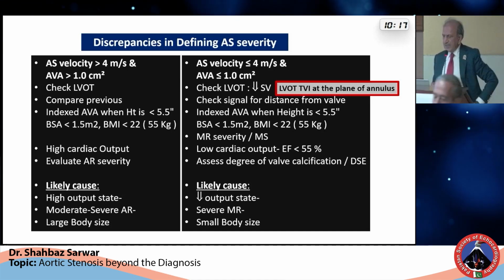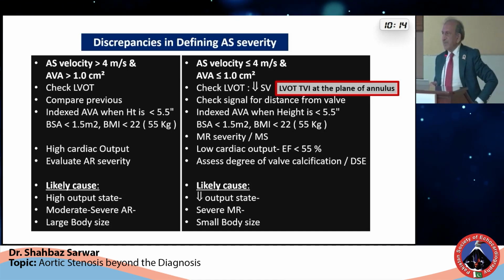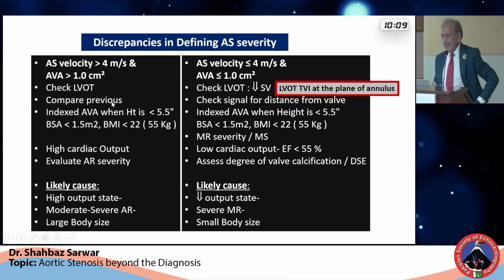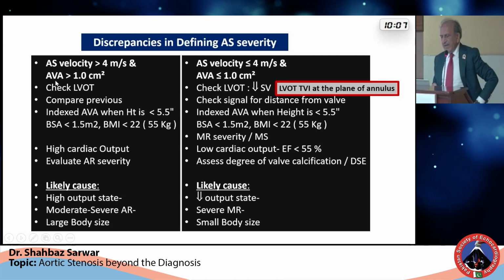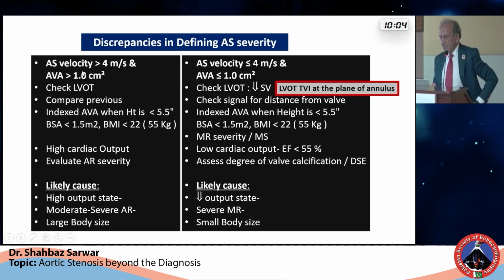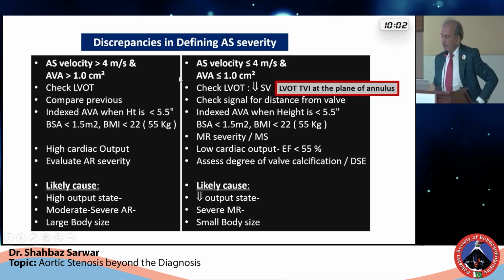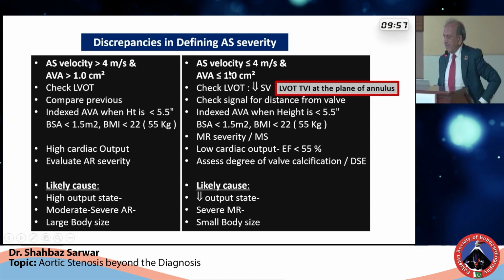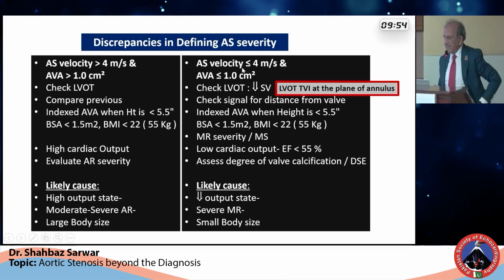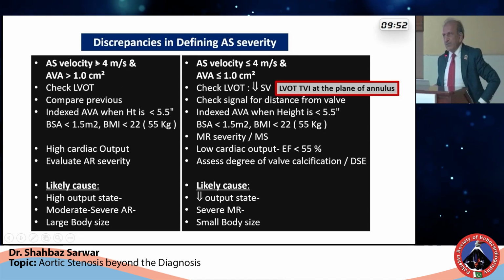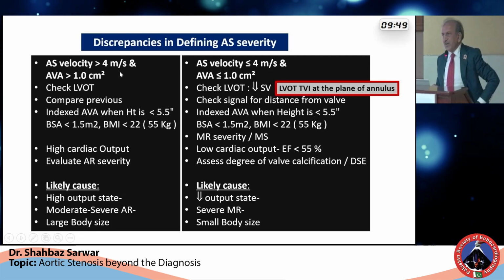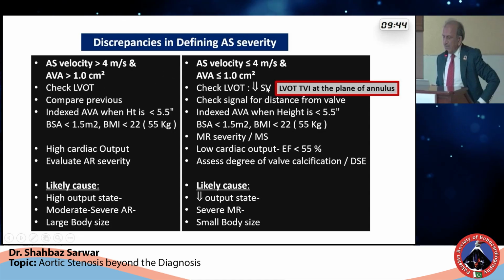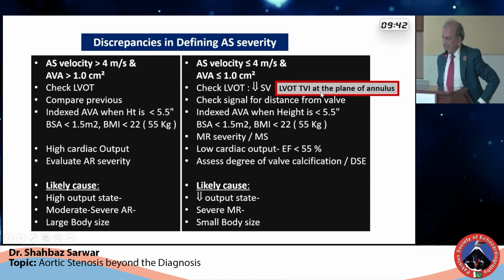So there are discrepancies when we are defining aortic stenosis severity. Now this can be AS velocity more than 4 and valve area more than 1, so one thing is discordant here. Or AS velocity less than 4 and aortic valve area less than 1. Again, one thing is discordant here. In both situations, we have to check. First thing is the left ventricular outflow tract, whether we have measured it properly, and most importantly, whether we have taken the TVI at the plane of the annulus or not.